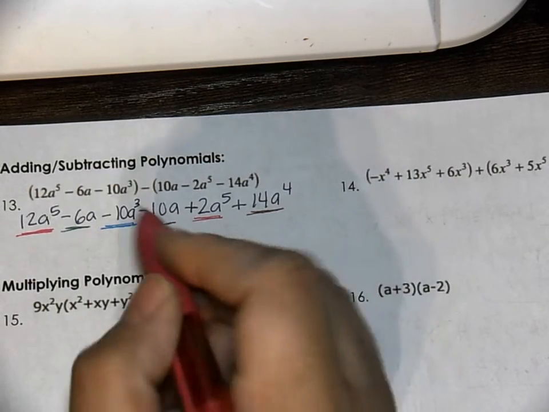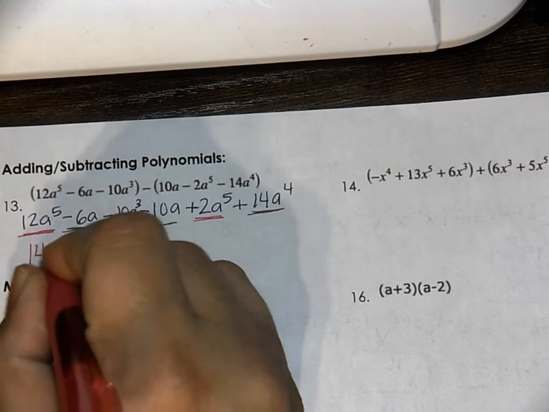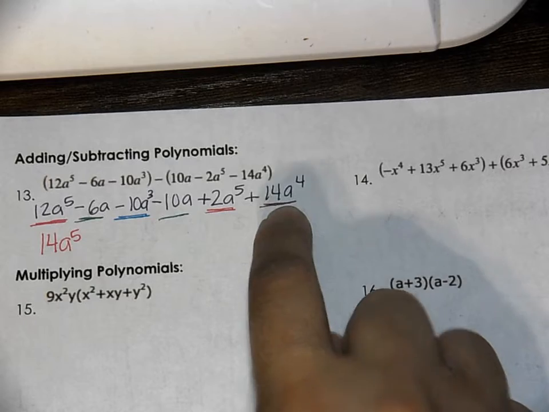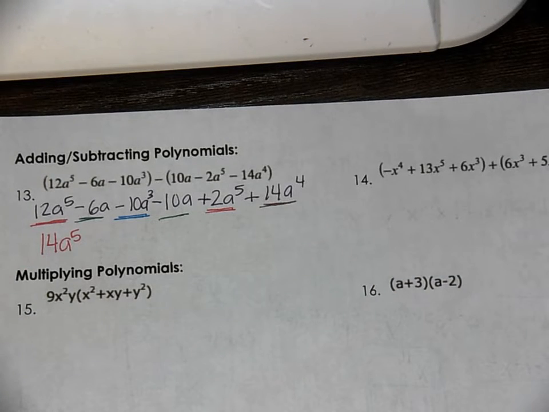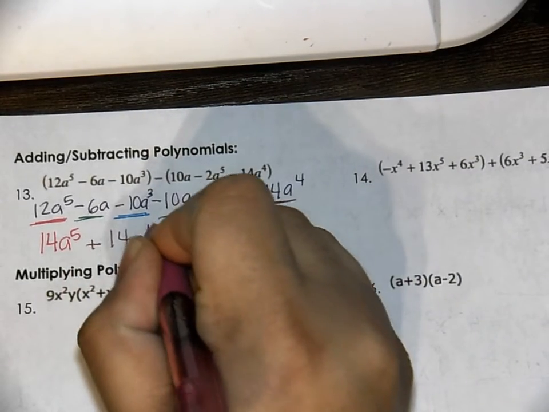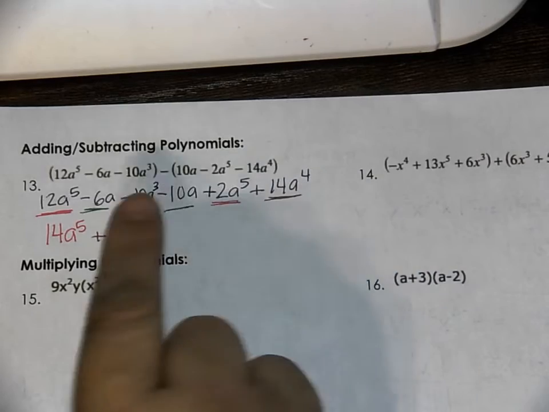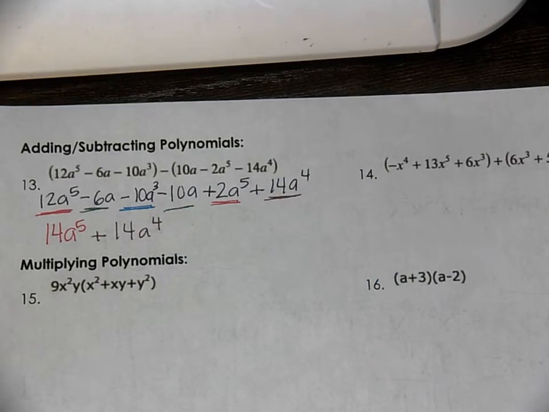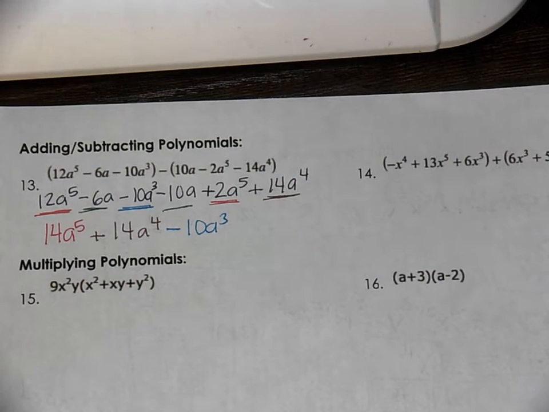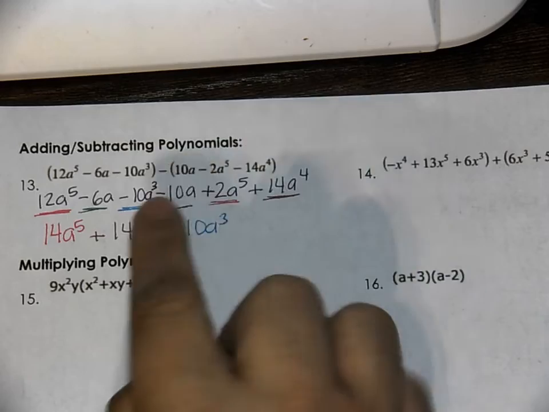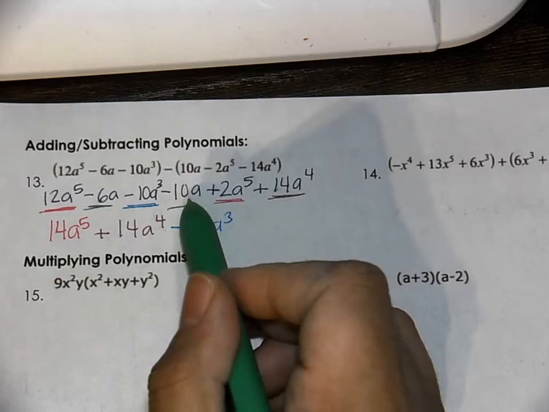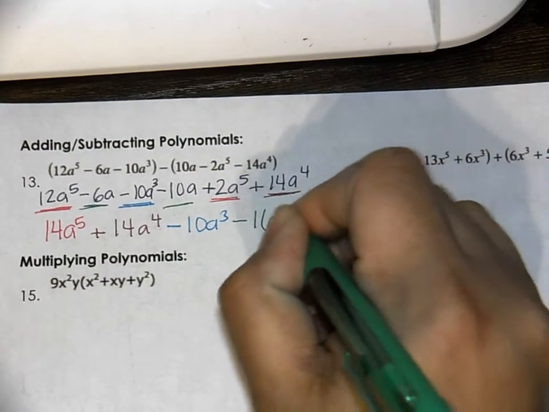So 12 and 2, and they're both positive here, that would be 14 a to the 5th. Now I would say, is there any fourth terms? Yep, there's just that one. So I have plus 14 a to the 4th. Okay, and then we're going to look for the a cubed term. There's just the one again, minus 10a cubed. And then we have no a squareds anywhere. And then finally, we have two more terms that were a's. We need to combine those. Negative 6a and a negative 10a would be a negative 16a.